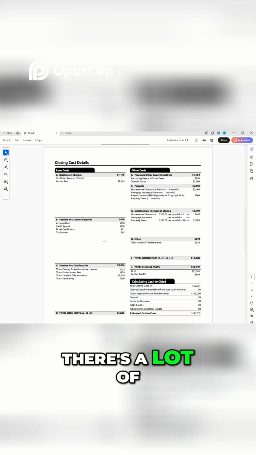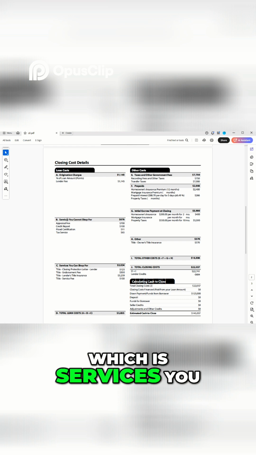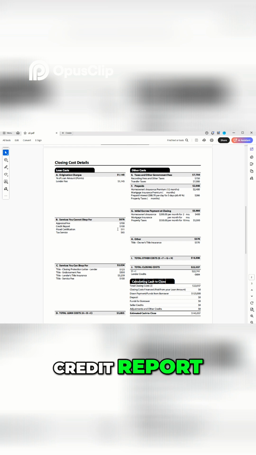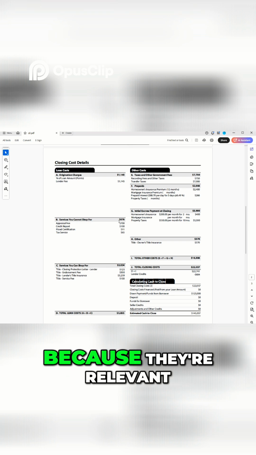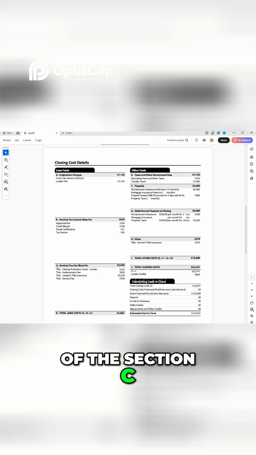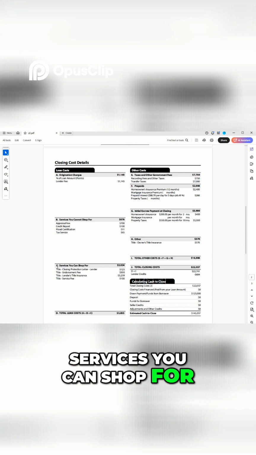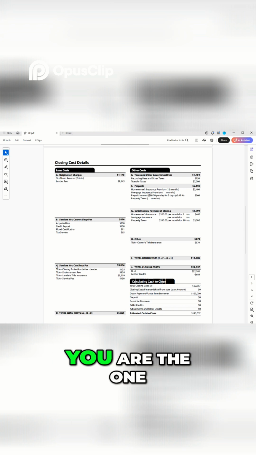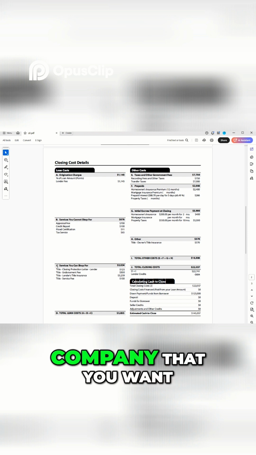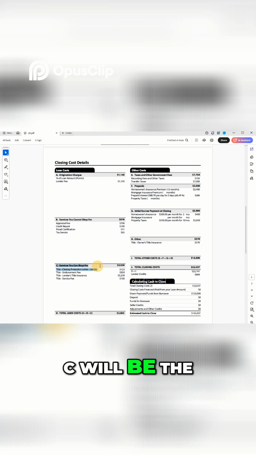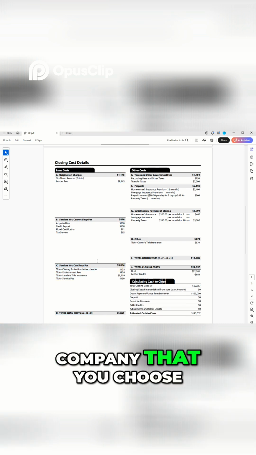The rest of these fees, there's a lot of other fees. So you've got Section B, which is services you can shop for. These fees include the appraisal fee, credit report, flood cert, tax cert fee. These fees, honestly, I wouldn't really be too concerned about because they're going to be pretty much similar across the board. In terms of Section C, services you can shop for, these are the title company fees. I wouldn't really recommend looking at this section either because you are the one that picks the title company that you want to work with. Therefore, these fees in Section C will be the fees for the title company that you choose to work with.